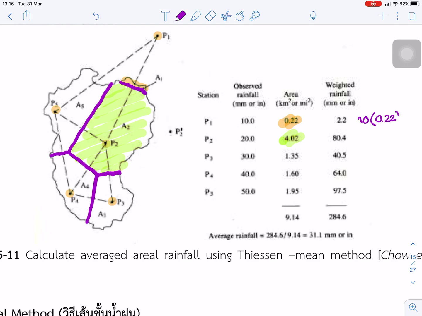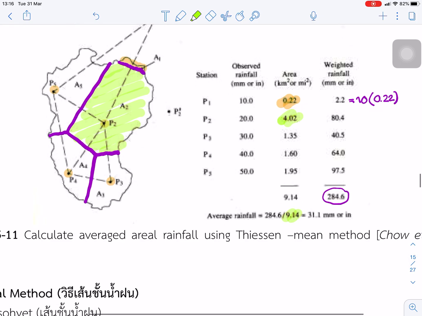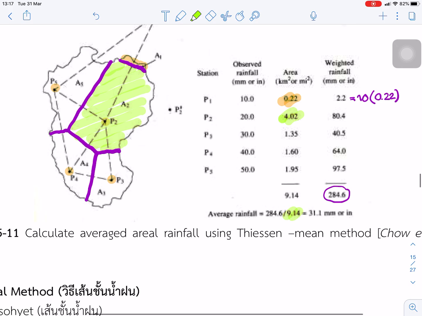So we got this number, 22.2, from column 2 times column 3, and so we can do summation. We got this number, 284.6, and when we divide it by the area, we got the depth. The average rainfall is 31.1 millimeter.